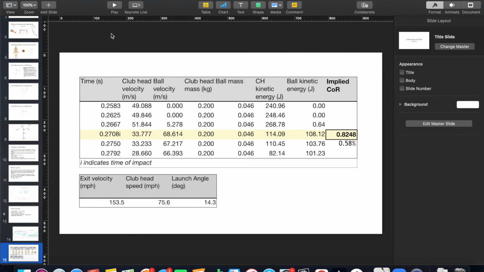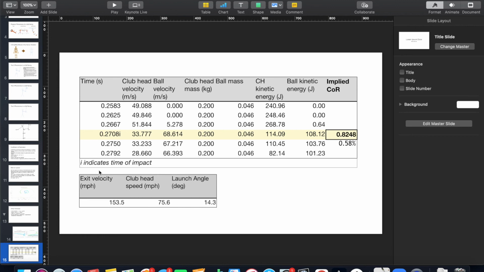So looking at the results of the experiment, we have our implied coefficient of restitution that's given by the kinetic energies of the club head and the ball. We calculated the kinetic energy of these two by calculating the club head and ball velocity given by the position diagram, and the club head mass and ball mass, which were already known. Our implied coefficient of restitution was 0.8248, so a nearly perfect contact for the golf swing.